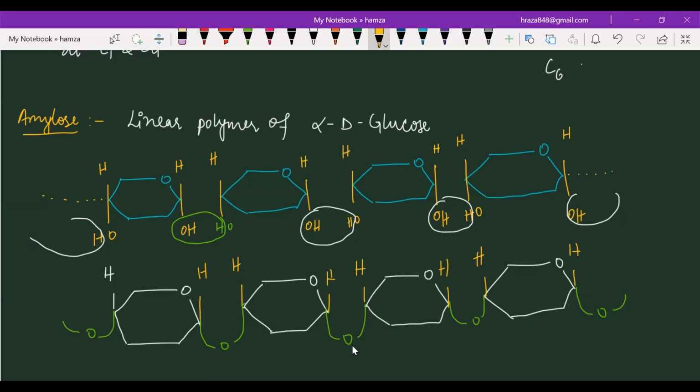So basically, this is also called alpha links. Alpha link because it is prepared from alpha glucose. That's why it is called alpha link, because it is prepared or made from alpha glucose. Is that clear to everyone? Yes, sir. Please write it.